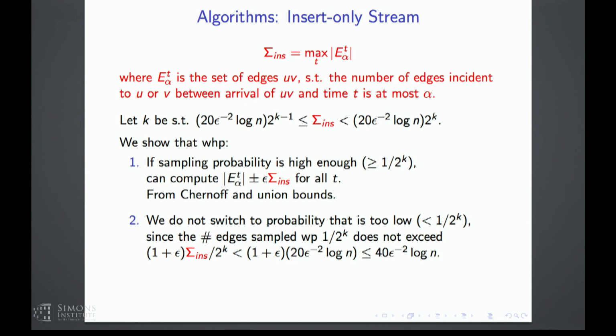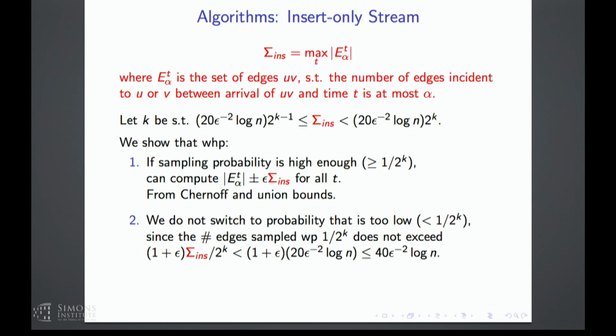So now let's see why this works. Let's define k to be such that our sigma insert is sandwiched between this quantity times 2 to the k minus 1 and the same quantity times 2 to the k. And we can show that with high probability, if our sampling probability is high enough, as in it is at least 1 over 2 to the k, then we can compute accurate approximation of the sizes of our sets E alpha t for all t.